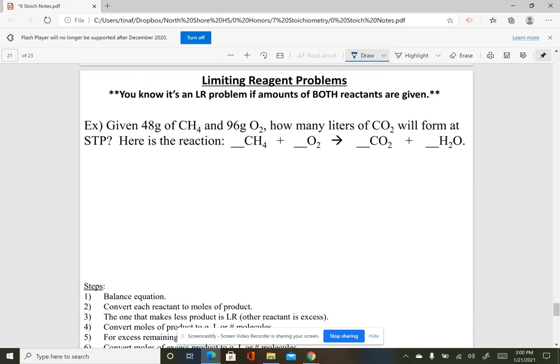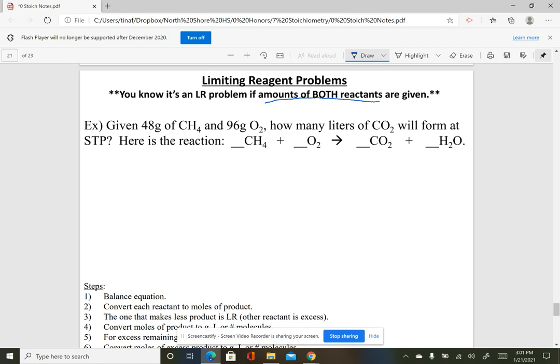The giant red flag for knowing if it's a limiting reactant or a limiting reagent question is if they give you an amount for both reactants. If they give you an amount for both reactants and say, how much product can I make? You have to actually go through the mole conversions for both givens and then decide, okay, which one of these makes less product? That's the one that's going to limit me. That's the one I'm going to have to go by. So what does that look like?